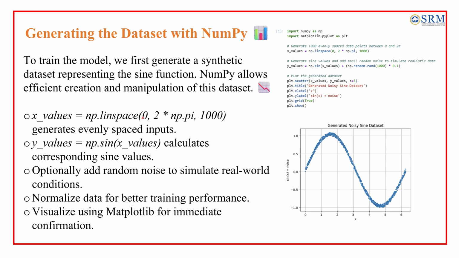And finally, visualizing everything in Matplotlib for immediate confirmation. This is the code. You can use this code as your reference and write your code in a Google Colab. And this is the generated noisy sine dataset. Earlier you would have seen a pure sine dataset without any noise. Here, this is a noisy sine dataset.